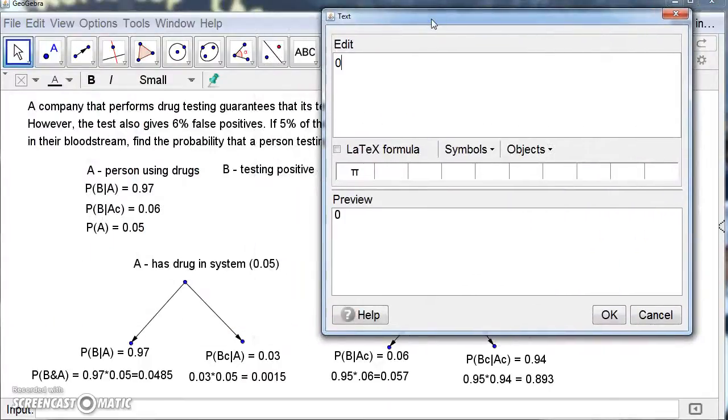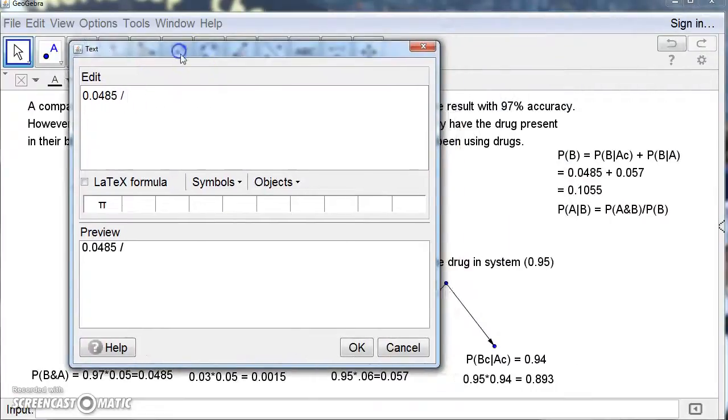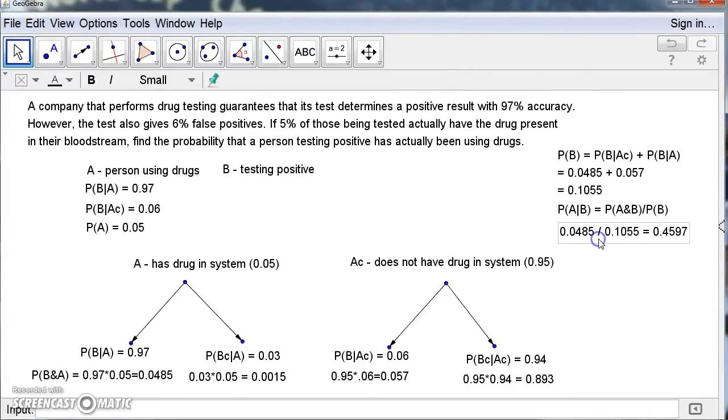So our last step here is just to go. We're going to take the 0.0485. We're going to divide it by the other number we just found, 0.1055, and we're going to get our actual probability here. 0.0485 divided by 0.1055, and there is our answer.